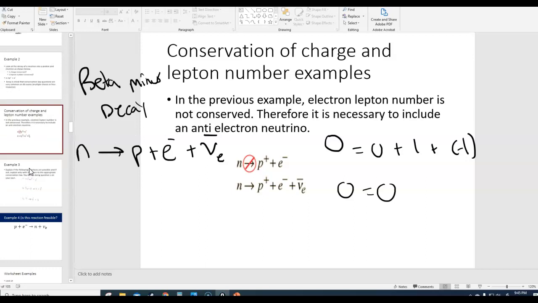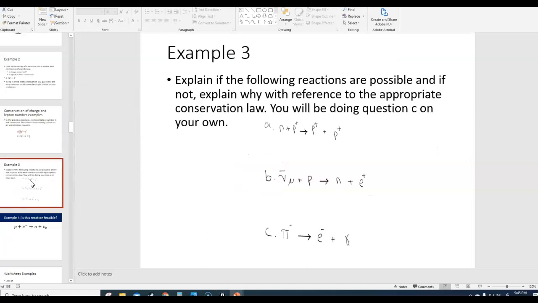Alright, so we've now done 2 examples. I want you to try to do the next page on your own. Take a look at example 3. There are 3 reactions here, and I want you to determine whether or not these 3 reactions are possible. If they are possible, that's good, and if they're not possible, then explain why with reference to the appropriate conservation laws. I will leave these 3 for you to answer, and as always, please let me know if you have any questions, and I will see you guys in the next video.